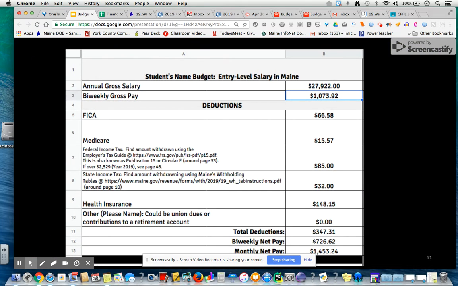So we completed this in the last session and determined that we had monthly net pay of $1,453.24. Now, is this going to be enough to live on, to live independently? Well, we will soon find out.